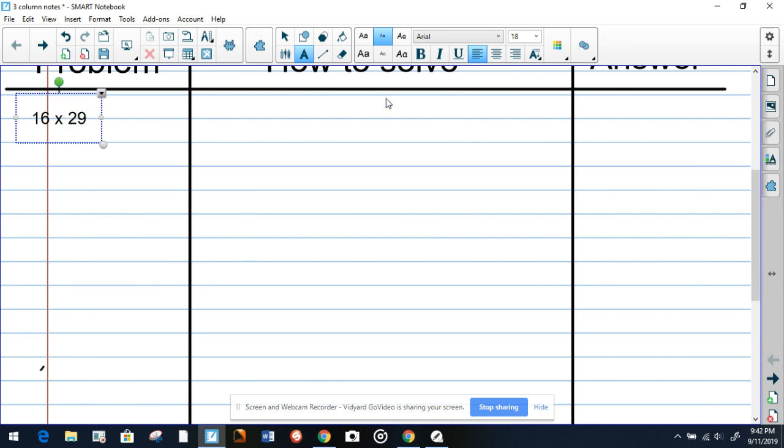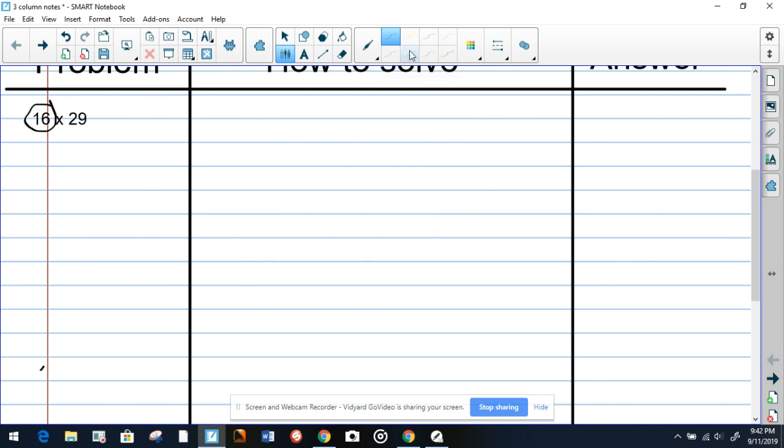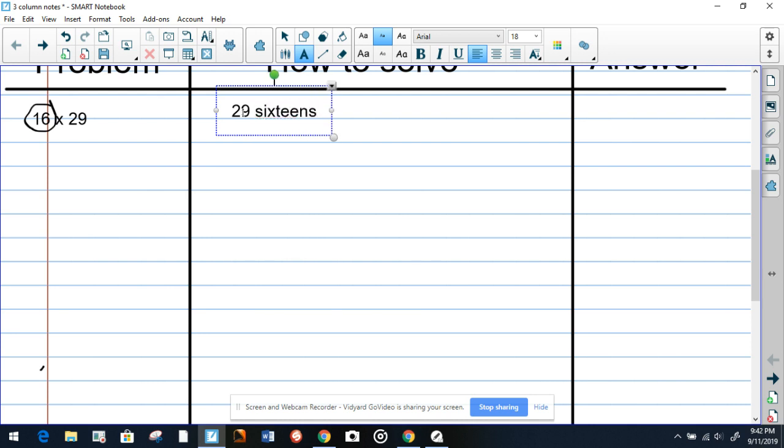Now, what we need to do is write that one in different ways. So what we do now is select one of these numbers as a unit. Let's select the 16 as a unit. So now we can start with the number that is not circled. So we're going to write 29 16s. That will be the same thing as this one right here. Okay, so that will be the same expression.